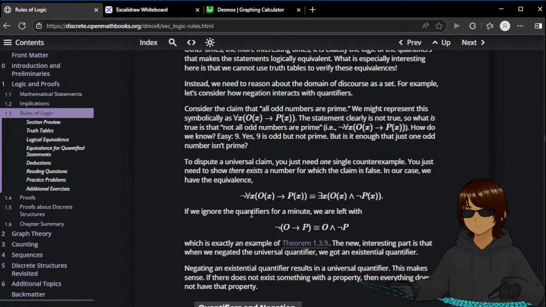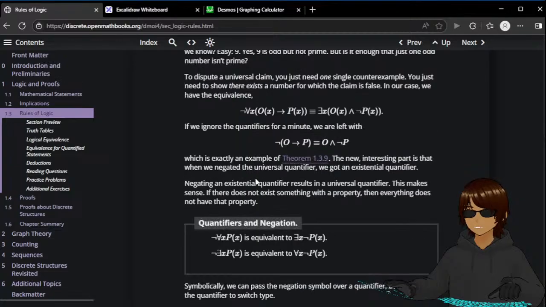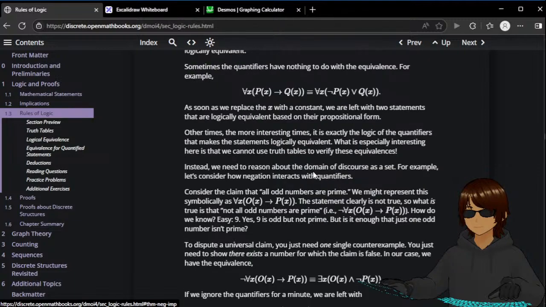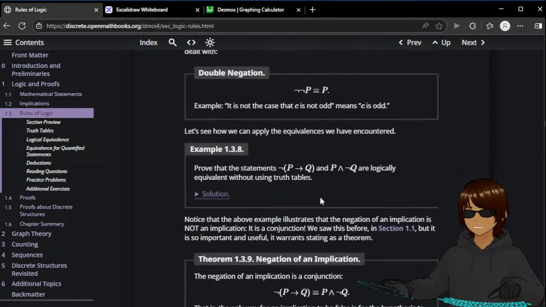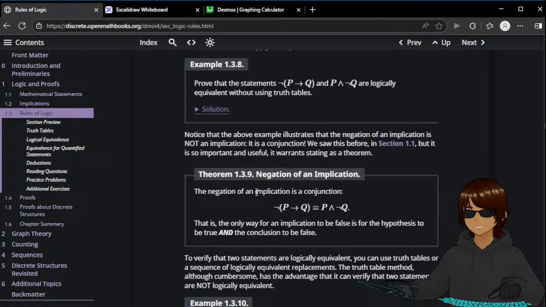If we ignore the quantifiers for a minute, we are left with not (O implies P) equivalent to O and not P. This is exactly the same as theorem 1.3.9, negation of an implication.